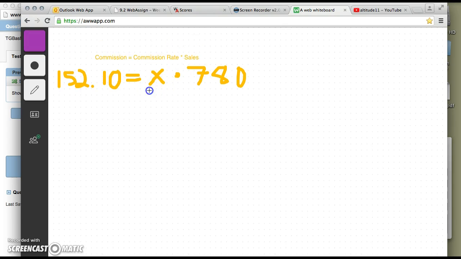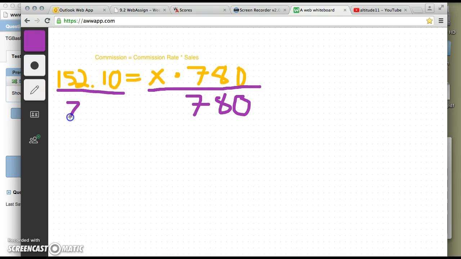So once again, to solve an equation is to isolate the variable, get that variable by itself. So this variable x is connected to 780 through multiplication. So we need to divide by $780. And of course, whatever we do to one side, we must do to the other to maintain our equivalence. So we're going to divide the left by 780 as well. Our multiplication by 780 and our division by 780 cancel out on the right-hand side of our equation, and all we're left with is x.